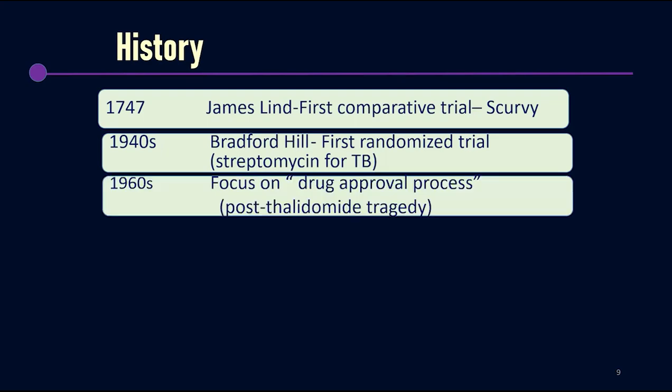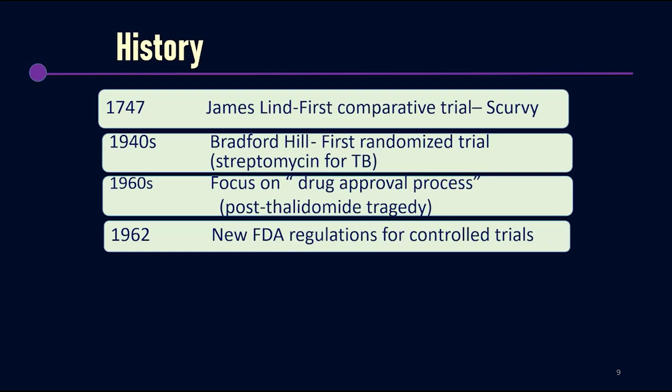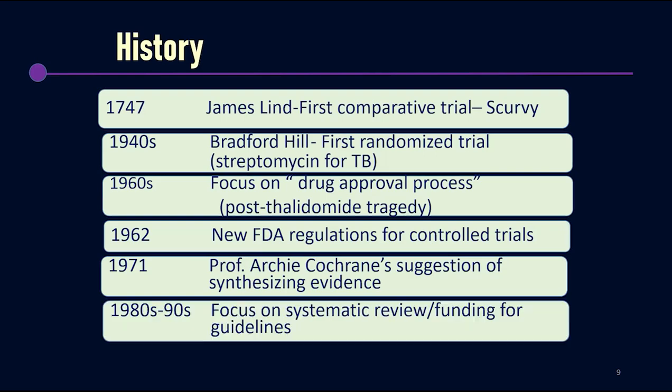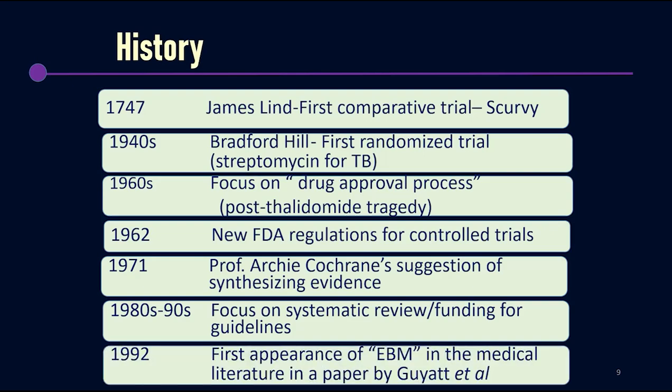In 1960, there was a focus on drug approval process because of the post-thalidomide tragedy. A large number of babies were born with birth defects from mothers who took thalidomide during pregnancy, which led to this concept. In 1962, new FDA regulations were started for controlled trials. In 1971, Prof. R.C. Cochrane suggested synthesizing the evidence, and the concept of systematic review and synthesis of evidence started since then. In the 1980s and 90s, there was a focus on systematic review and funding for guidelines. And in 1992, there was the first appearance of evidence-based medicine as a concept in the medical literature in a paper by Guyatt et al.